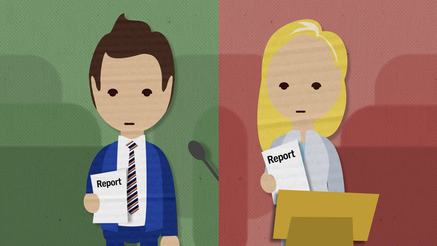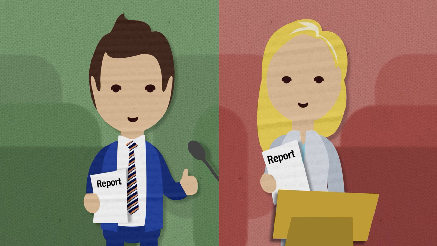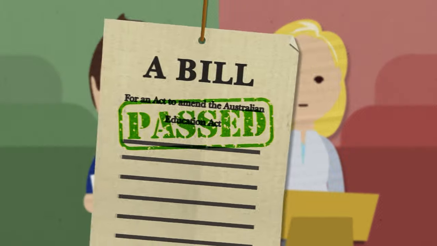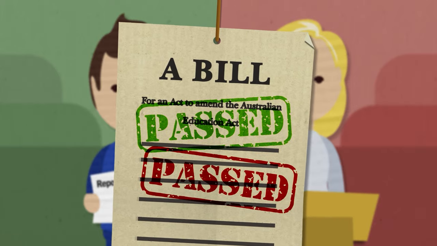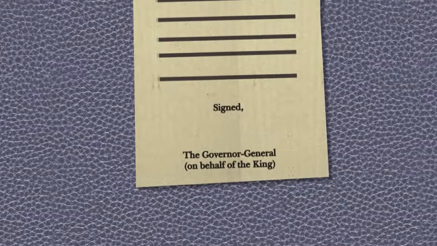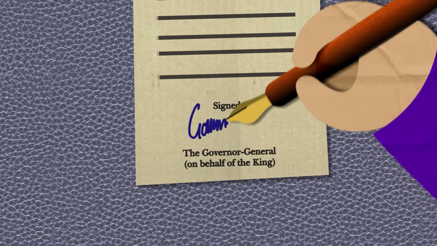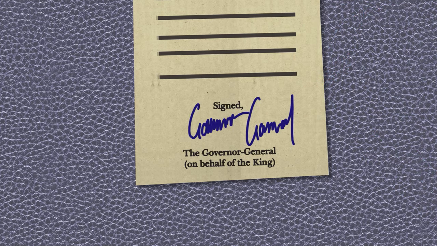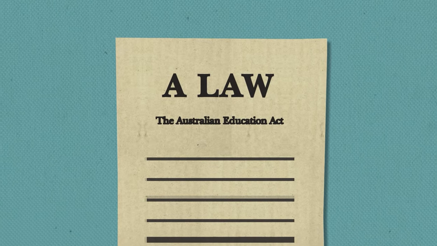This process helps the Parliament make better informed decisions. After being agreed to in exactly the same form in the House of Representatives and the Senate, bills must be approved by the Governor-General. This is called Royal Assent. After the bill is signed, it becomes a law, called an Act of Parliament.